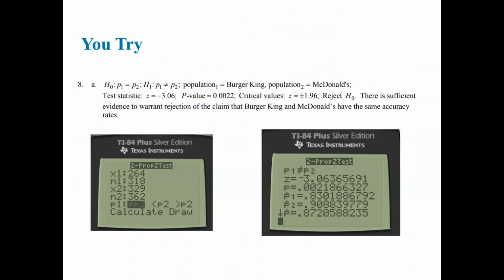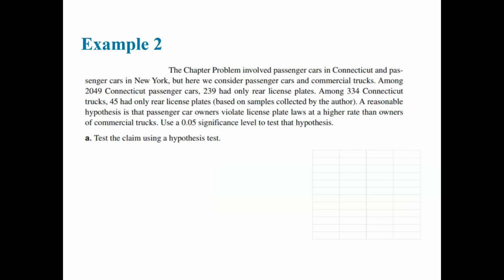And there you go. For example 2, we're going to use the critical value method. So we were talking about passenger cars in New York, but now we're going to consider cars and trucks. So among 2,049 Connecticut passenger cars, 230 only had rear license plates. Among 334 Connecticut trucks, 45 had rear license plate.